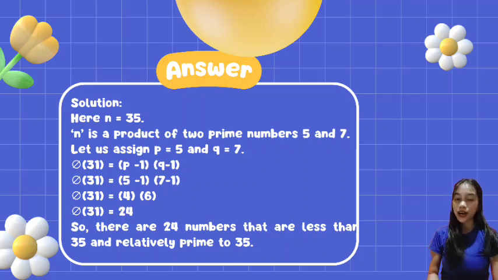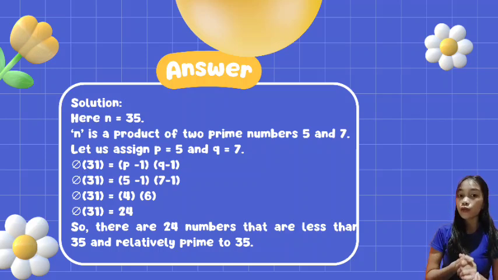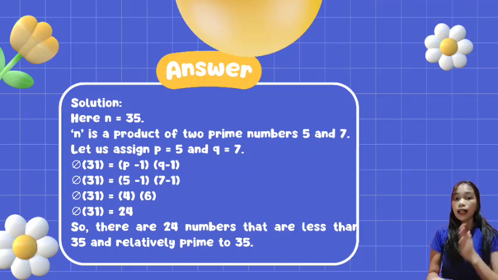So phi of 35 is equal to the quantity of 5 minus 1 times the quantity of 7 minus 1. 5 minus 1 is equal to 4 and 7 minus 1 is equal to 6. So phi of 35 is equal to 4 times 6, and 4 times 6 is equal to 24. Therefore, phi of 35 is equal to 24, meaning there are 24 positive integers less than 35 that are relatively prime to 35. Is that understood, class?